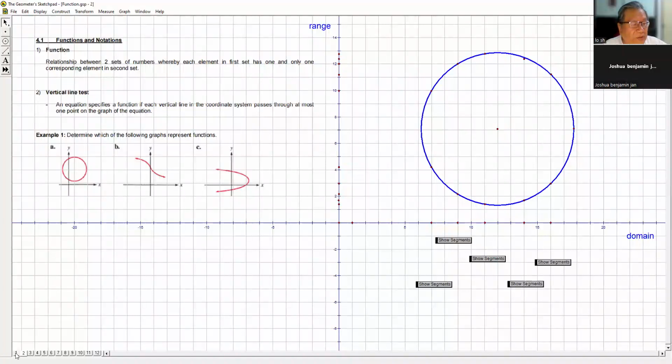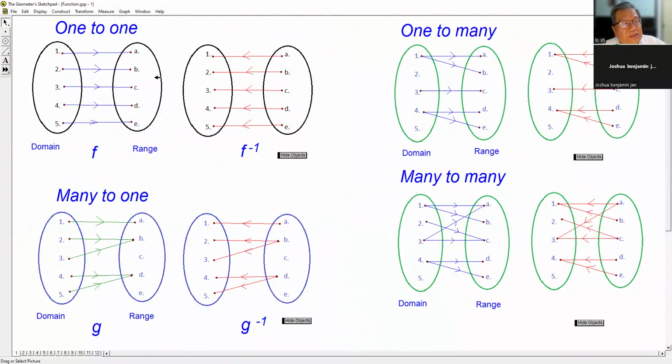So far, we found out that one-to-one is a function. Many-to-one is also a function. One-to-many, not a function, because one question got two answers. Then you look at this one. This type of relation is called many-to-many. One question, two answers. Sometimes two questions sharing the same answer. So this type of relation is called many-to-many.